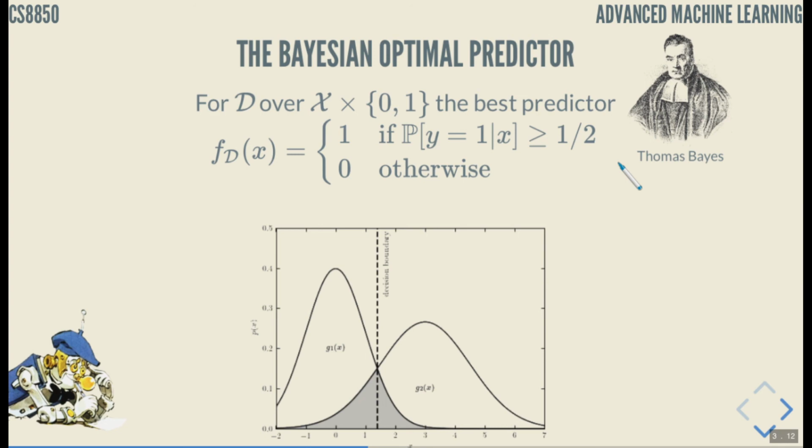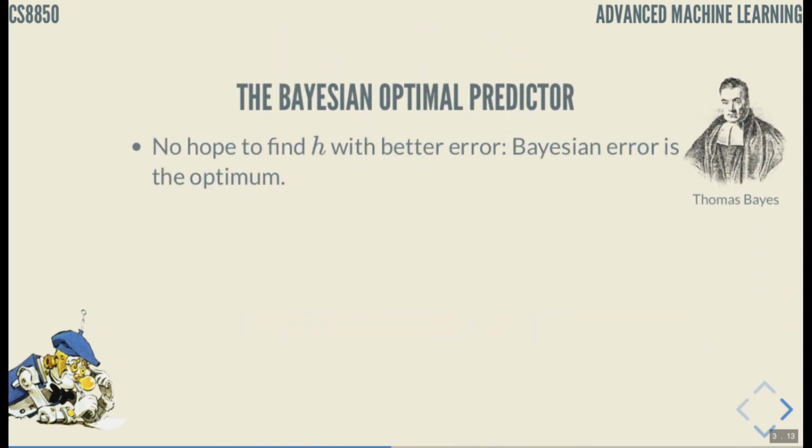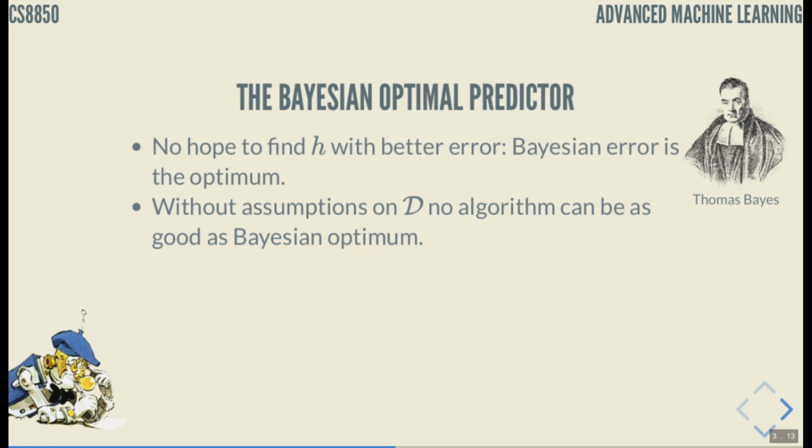But basically, the problem with the Bayesian optimal predictor is we don't have a hope to find it. Well, that's not the problem, that's an advantage or kind of a property. The Bayesian error is the optimal. There is no way that we can find H with better error, at least asymptotically. But our error is defined as the true loss on all of the data, right? So the statement is strongly true.